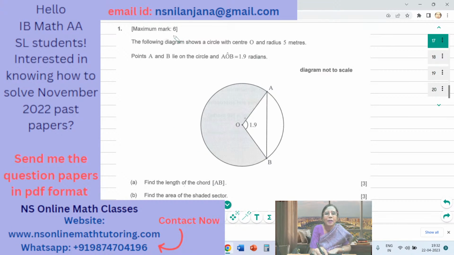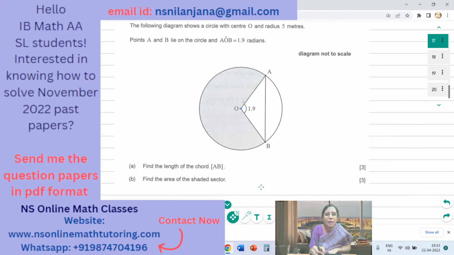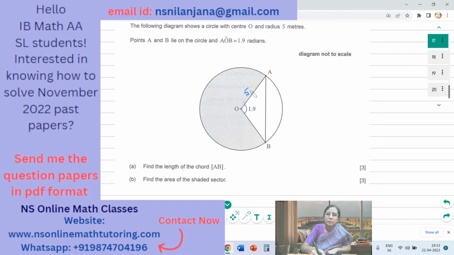Question 1, maximum mark 6. The following diagram shows a circle with center O and radius 5 meters. I hope you are able to see the entire diagram. This is 5 and this is also 5 meters. Points A and B lie on the circle, and angle AOB is 1.9 radians.